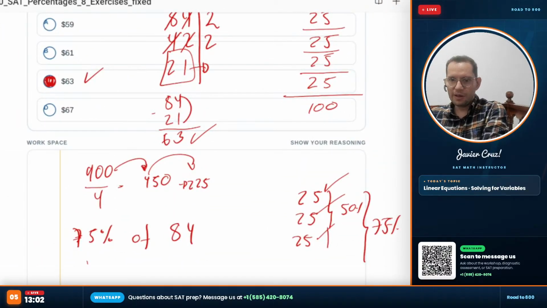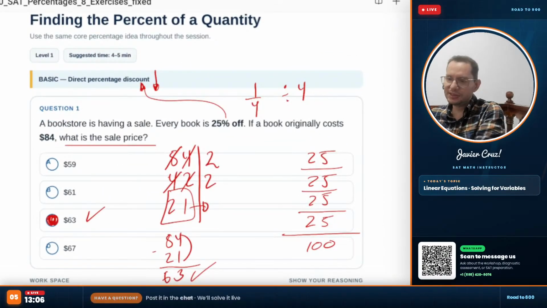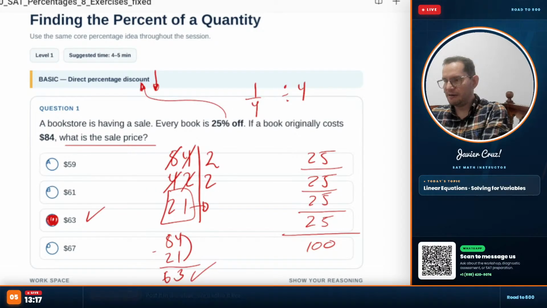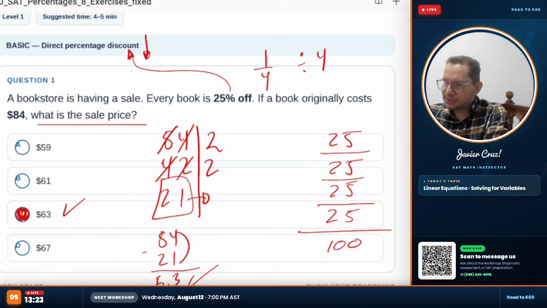Okay, we're gonna study today about percents and percentages. The first problem is a basic level SAT problem, and welcome to the SAT preparation class today.